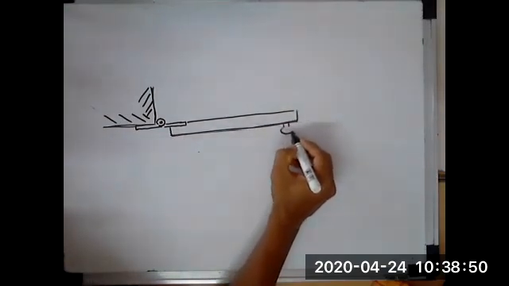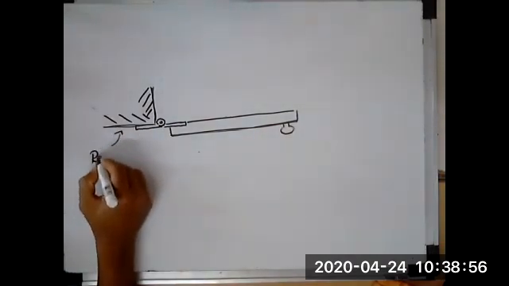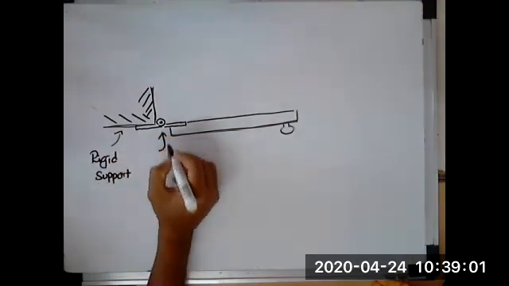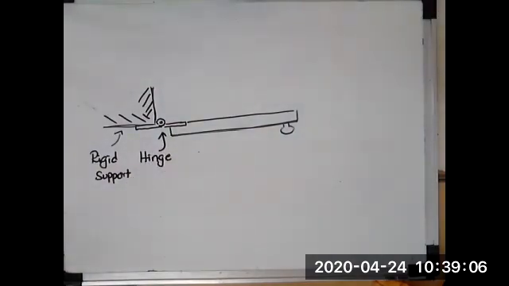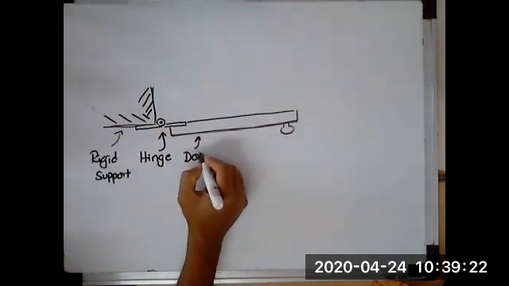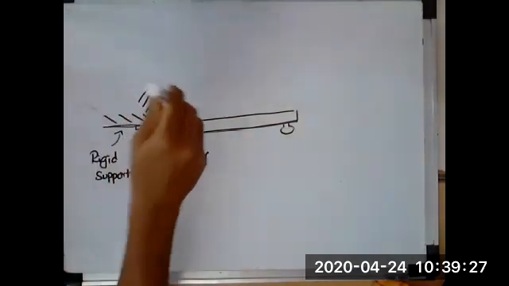So that's the door knob. Rigid support, hinge. You know what's a hinge, right? Something that allows an object to swing. So you do have those in doors and windows. And this is the door now. It can be a door or a window, and this is of course looked at from the top.